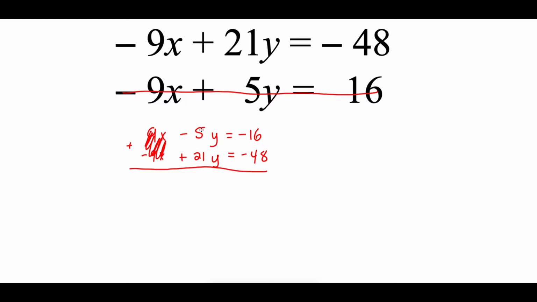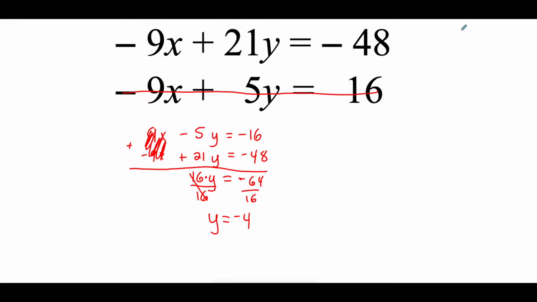When we add the negative 5y to the positive 21y, well, -5 plus 21 should give us 16y. And on the right-hand side, when we take -16 plus -48, that's going to give me -64. Now, we do want to work on getting y alone. Having 16y really means 16 times y. So in here, we want to divide everything by that 16 in order to cancel that out. So we should get y equals -4.